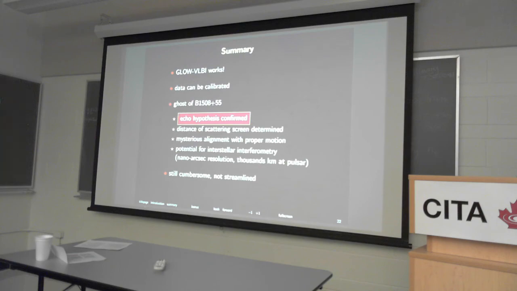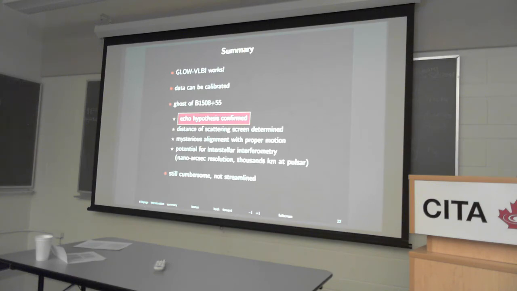And about this ghost of B1508, we could clearly confirm the echo hypothesis. So these additional components are not intrinsic to the pulsar. They are produced on the way. We know where they are produced, at a distance of about 124 parsecs, but we have this alignment with the proper motion that we don't understand. And of course, in the future, I want to do interstellar interferometry with that. Let's see if that's possible.